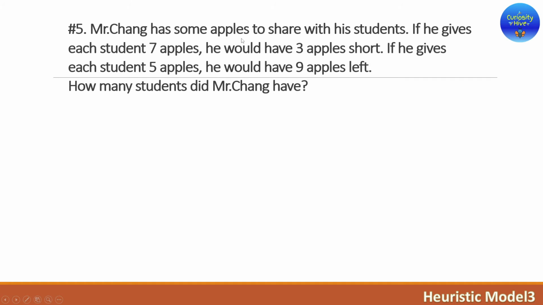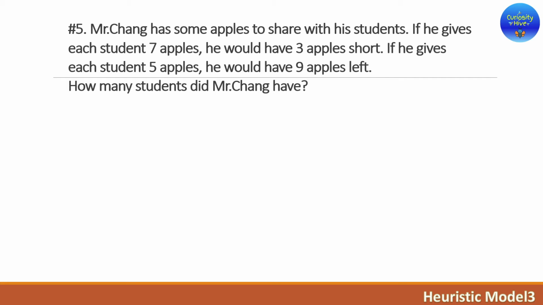Chang has some apples to share with his students. If he gives each student 7 apples, he would have 3 apples short. If he gives each student 5 apples, he would have 9 apples left. How many students did Mr. Chang have? Well, you can also solve this using the model method or the diagram method. But let me show you this one so that you know one more way of solving this.